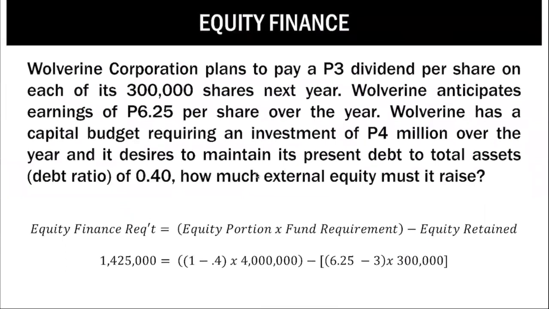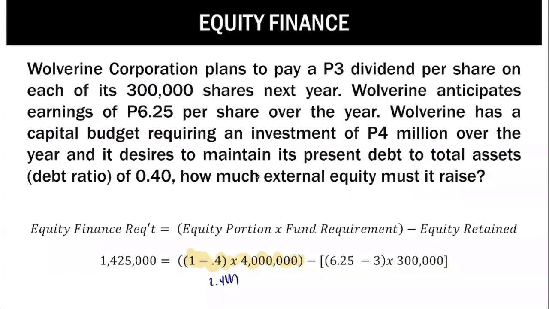How about here? Wolverine Corporation plans to pay 3 pesos dividend per share on each of its 300,000 shares next year. Wolverine anticipates earnings of 6.25 per share over the year. Wolverine has a capital budget requiring 4 million over the year, and it desires to maintain a 0.4 debt ratio. How much is the external equity? So we already know how to compute for this equity portion, and this is 2.4 million, right?